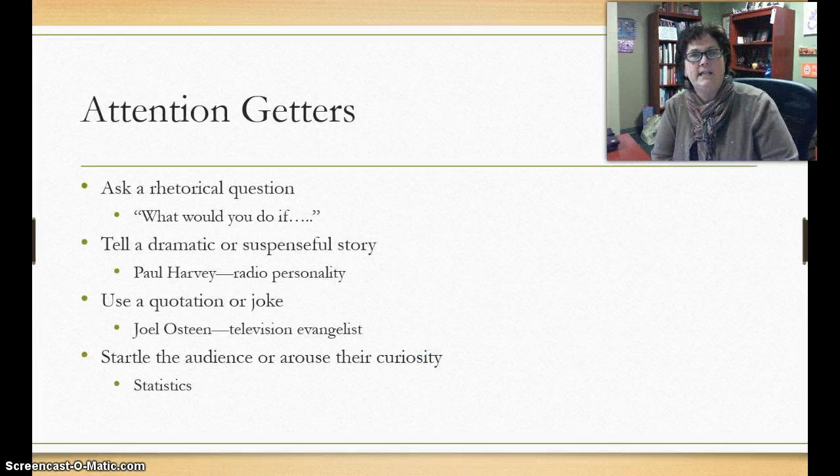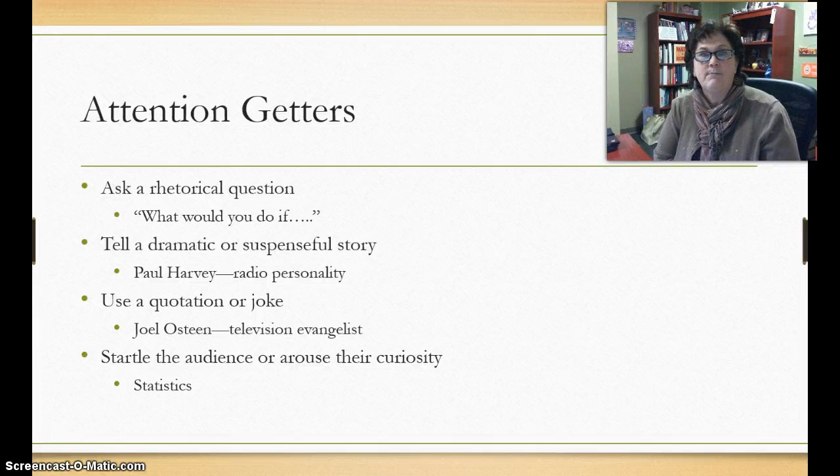So what about an attention getter? What is an attention getter? Well, literally, its purpose is to get the attention of your audience. You're trying to get your audience to recognize that, hey, I'm beginning the speech now. It's time for you to focus on me. It's all about me right now, that sort of thing. So how can you do that?